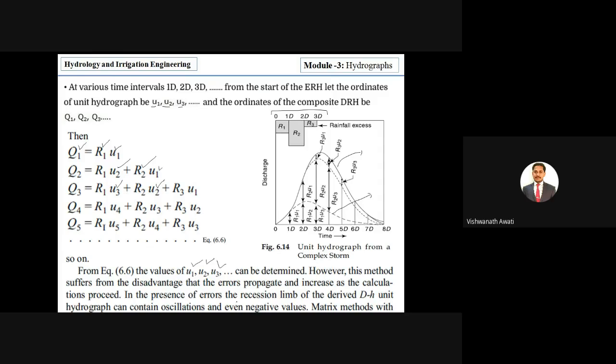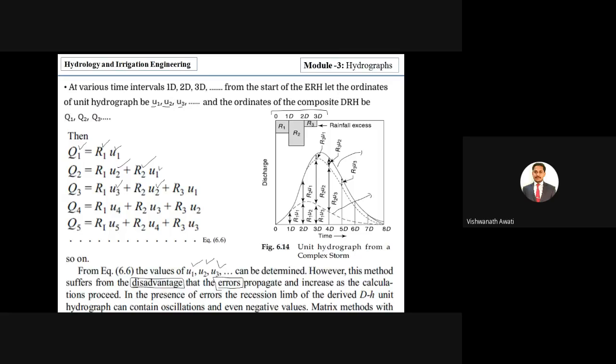But this method suffers from disadvantages. This method is very complex and not so easy, and even if you want to solve it, you will get errors, right? This method is good with the help of computers. A matrix method is there, and with the help of the matrix method with an optimization scheme, we can easily solve this kind of problem, right?